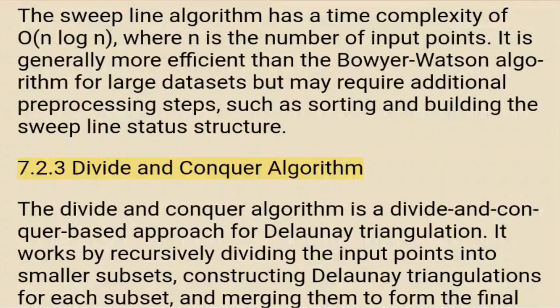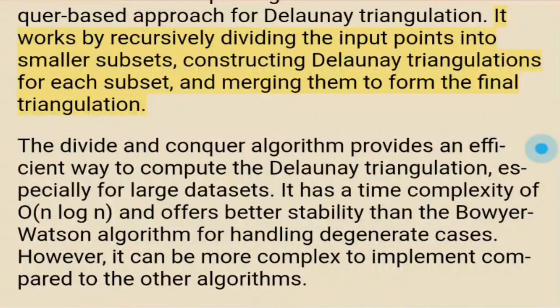7.2.3 Divide and Conquer algorithm. The divide and conquer algorithm is a divide and conquer based approach for Delaunay triangulation. It works by recursively dividing the input points into smaller subsets, constructing Delaunay triangulations for each subset, and merging them to form the final triangulation.